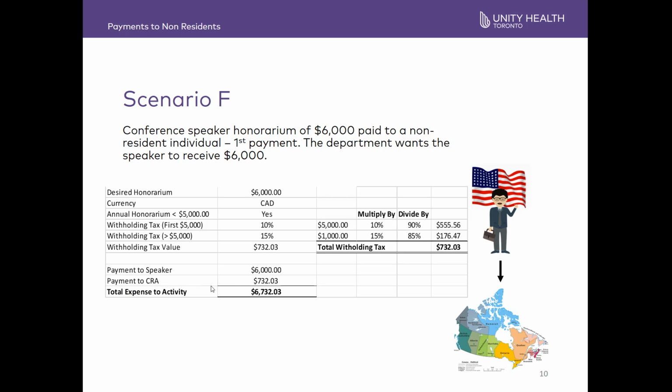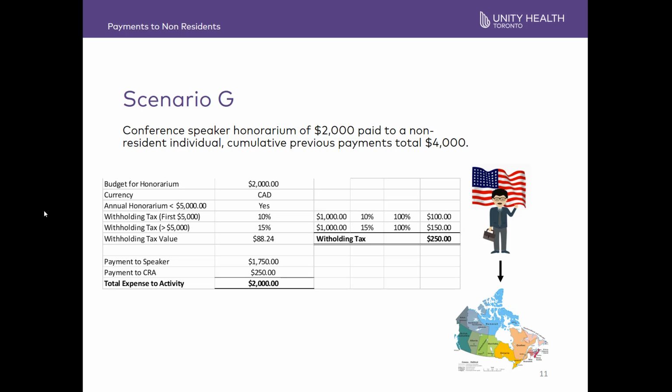The payment to the CRA will be $732.03. Total expense to the activity will be $6,732.03. Scenario G. Conference speaker honorarium of $2,000 paid to a non-resident individual.